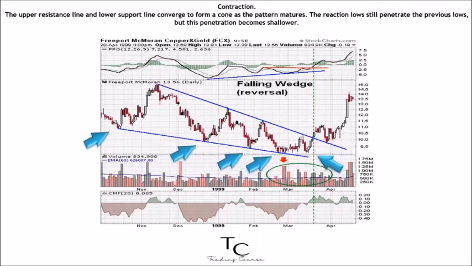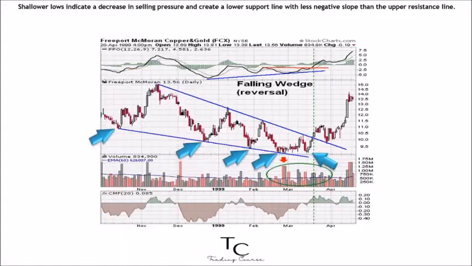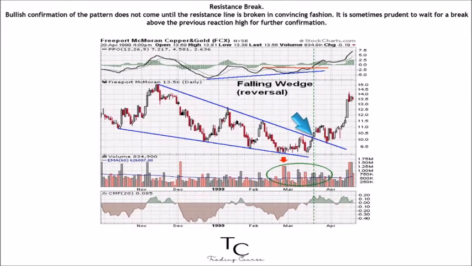Contraction. The upper resistance line and lower support line converge to form a cone as the pattern matures. The reaction lows still penetrate the previous lows, but this penetration becomes shallower. Shallower lows indicate a decrease in selling pressure and create a lower support line with less negative slope than the upper resistance line.